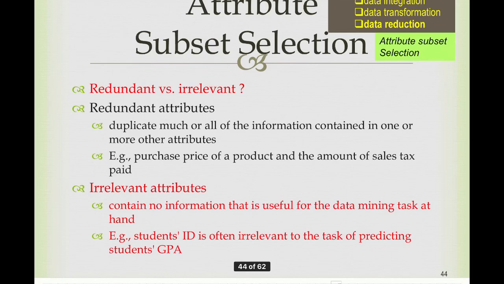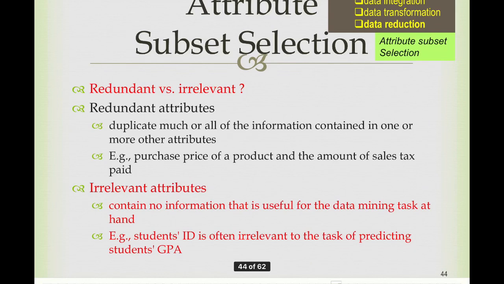In terms of redundant versus irrelevant attributes, a redundant attribute means that it duplicates much or all of the information contained in one or more attributes. For example, some data sets have similar attributes. So when we combine them together, we don't want that column. For example, purchase price is in a column in data set 1, and then purchase price is also in data set number 2. So when we combine, it will become redundant. So we need to merge the data from here, okay, to become just one column.